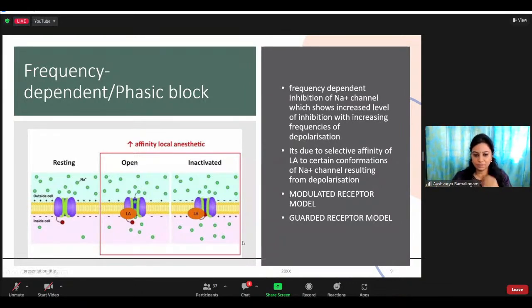And the guarded receptor model also means that whenever the local anesthetic binds to an open or inactivated channel, even during the recovery, it is in a more stable state, and there is a slow diffusion of the local anesthetic from the receptors, and this helps in a prolonged blockade.